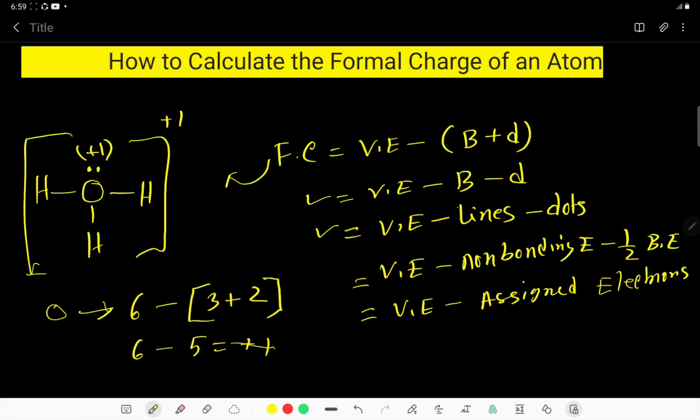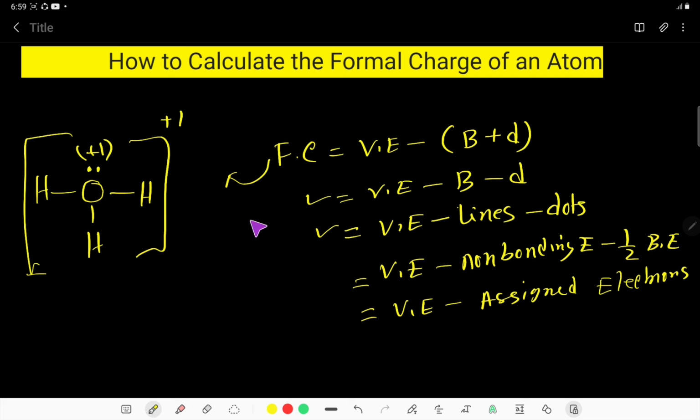Now use the formula to find the formal charge for hydrogen. Look, the valence electron of hydrogen is 1 as it is in group 1A, minus number of bonds attached to hydrogen, which is 1. The number of dots attached to hydrogen is 0. So 1 minus 1 equals 0. So the formal charge of this hydrogen is 0.